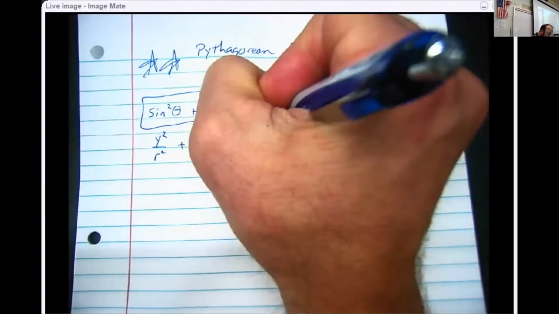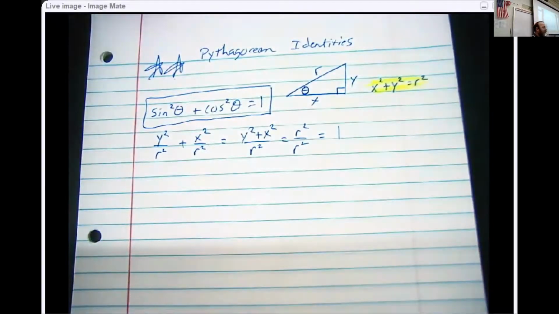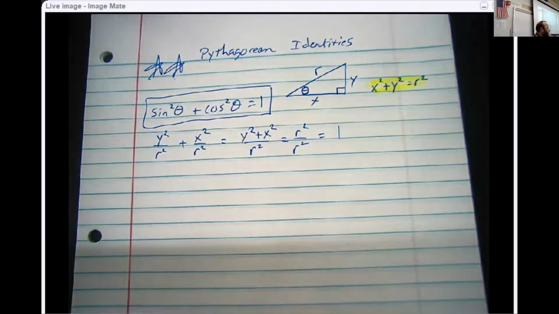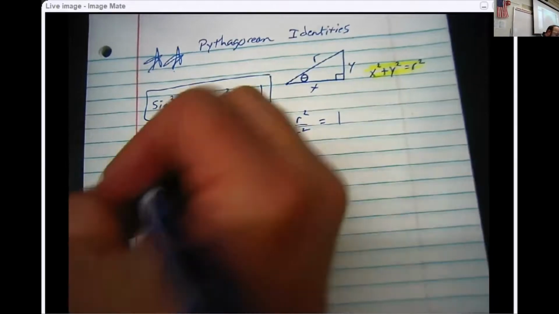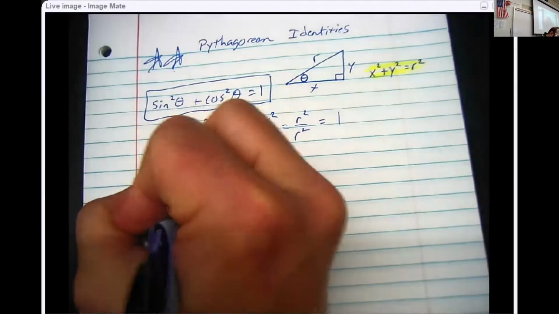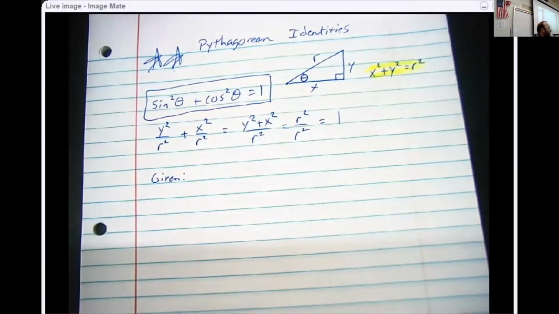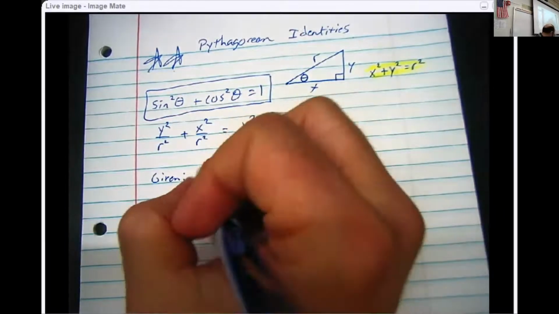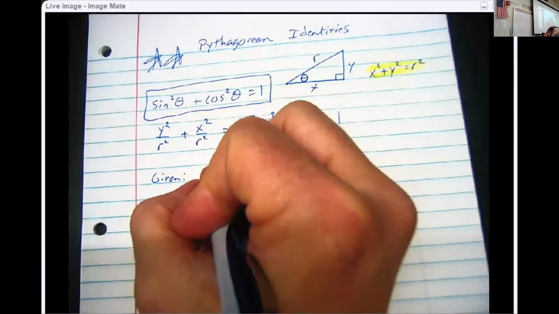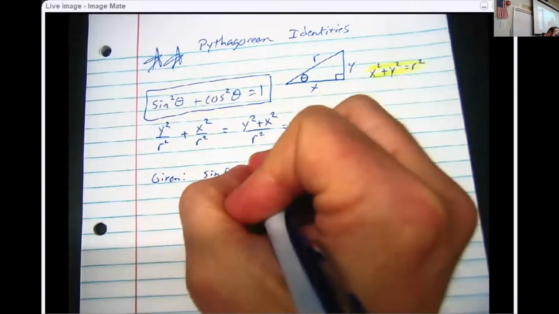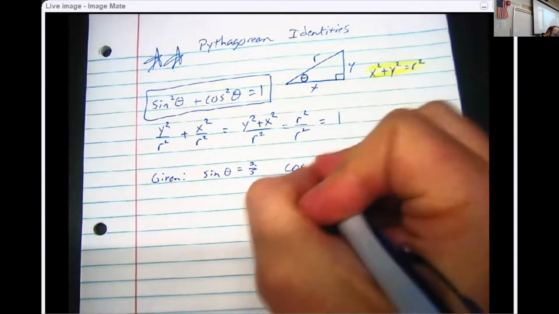This is my first Pythagorean identity. If you square the sine of any angle and you square the cosine of that same angle, you will always get the number 1. So here's kind of how we play that game frequently. Given, and this is kind of what's going to happen on your next test, I'm going to do something like this. Given that, say, the sine of theta is 2/5, what's the cosine of theta?